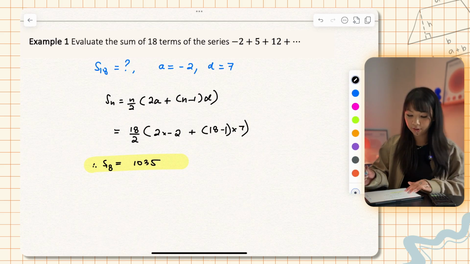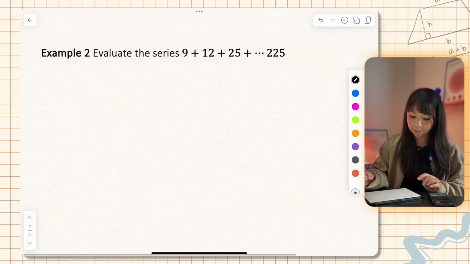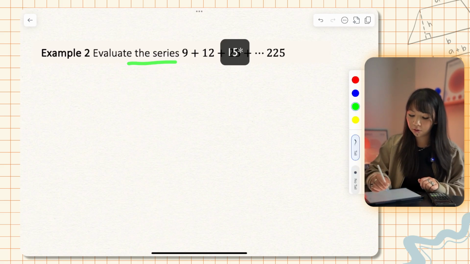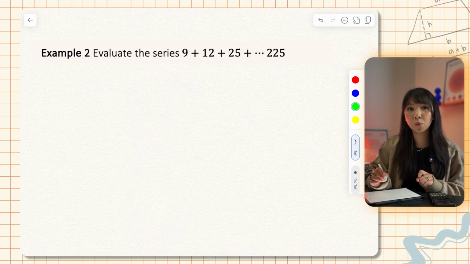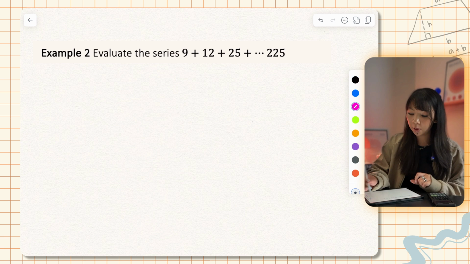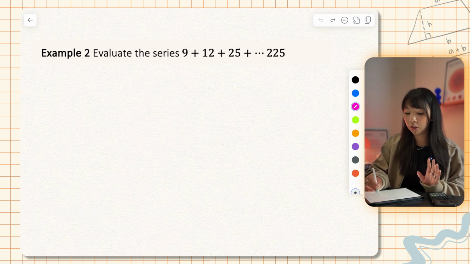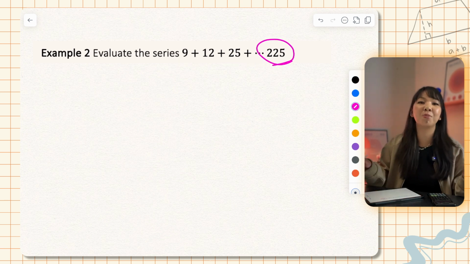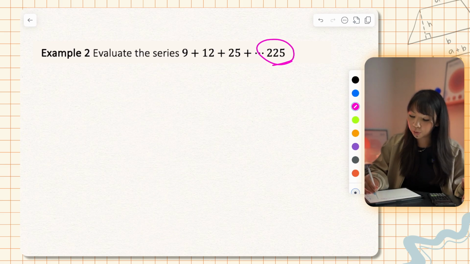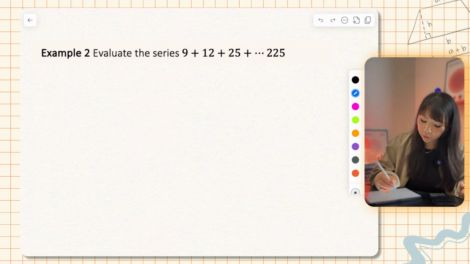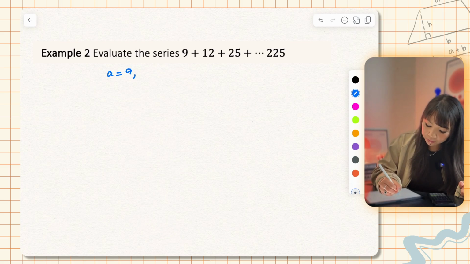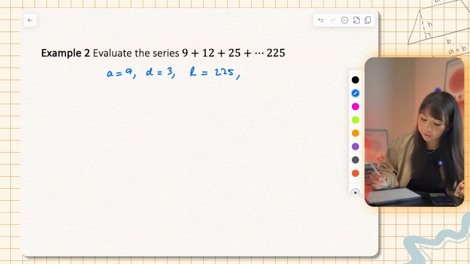All right, great. Next, example 2. Evaluate the series 9 plus 12 plus 15 plus ... plus 225. Okay, now when you look at this, notice how they've given you the last term. So I'm like, yay, I get to use the more simple looking formula. If we write down everything we know, the first term is 9, the common difference is 3, and the last term is 225.